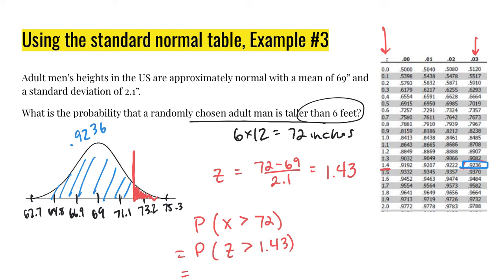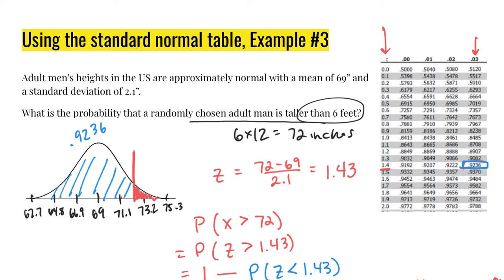Remember that the whole curve equals 1, so I just need to subtract from 1. So what I'm going to do is say, oops, I meant to do that in red, 1 minus the probability that z is below 1.43, because that's the number I actually just looked up on the table, 0.9236. 1 subtract that value, and I get 0.0764 or 7.64%.